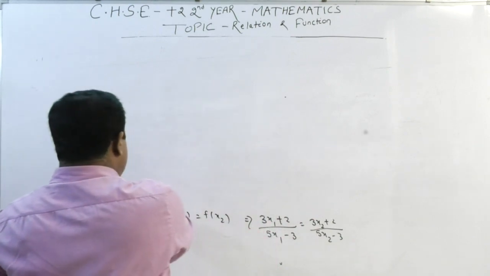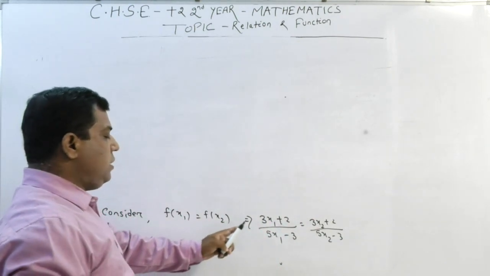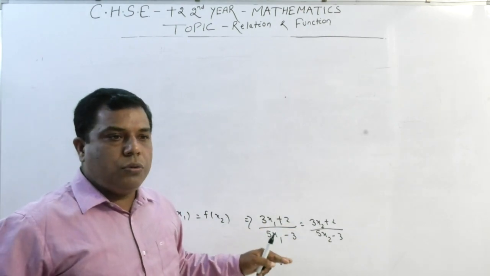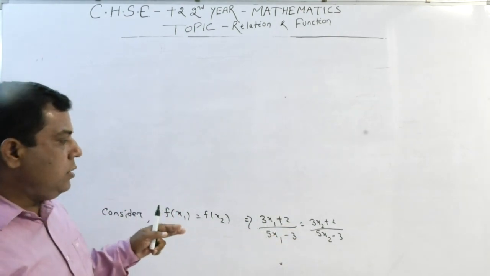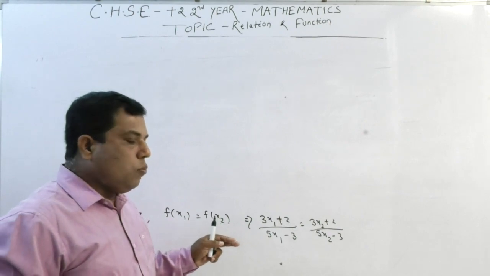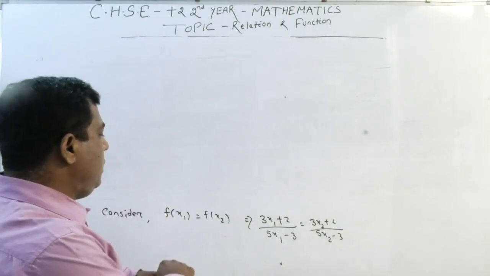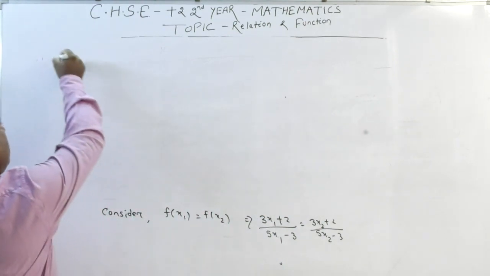Okay, my dear students, what do we obtain? f of x1 is equal to f of x2. So we are here. Now what do we do? We are going to show whether x1 is equal to x2 or not. For this, we solve it. You see what we obtained?